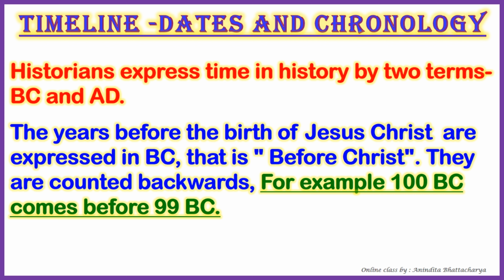I am going to repeat, the years before the birth of Jesus Christ are expressed in BC, that is before Christ. So BC means before Christ. They are counted backwards. For example, 100 BC comes before just 99 BC.